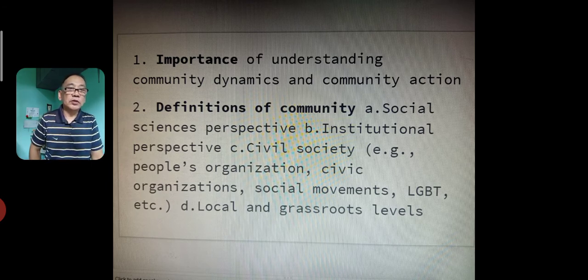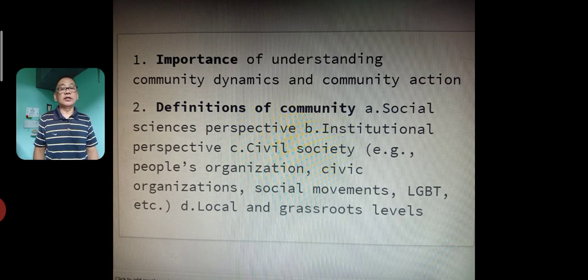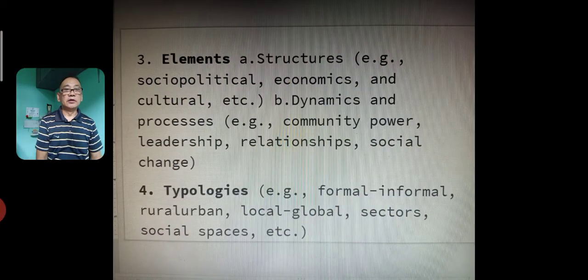Second, the definition of community. We have social sciences perspective, institutional perspective, yung civil society, yung mga organizations, people organizations, civic organizations, social movements, LGBT, kasama yun. And of course, the last one is local and grassroots level. Yung mga, it's in a congressional district, people level. Okay, next is what is the element? Ano yung mga elemento ng society or the community?